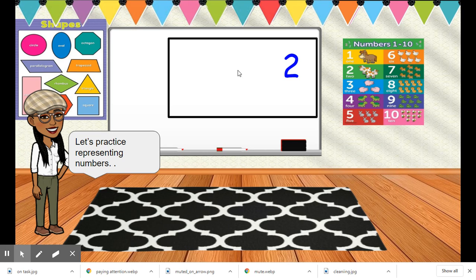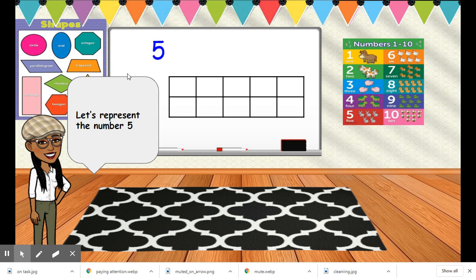So the number we're going to represent is the number 2. Okay. So let's represent the number 2. And the way that you do that is all you have to do is just show how many. So that's 1 and 2. So I represented the number 2 because I have 1, 2 counters.